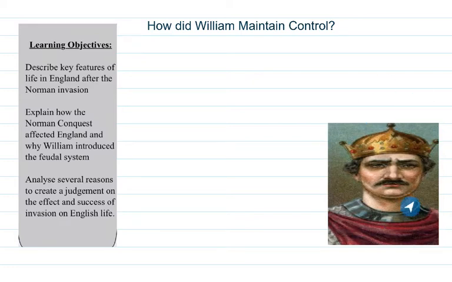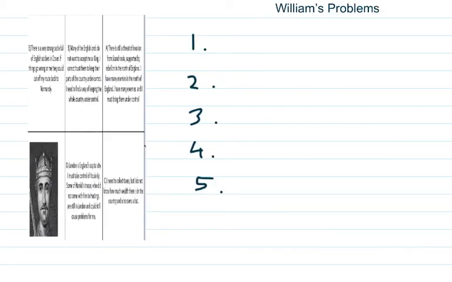This is William in one of the few drawings and paintings we have. He looks something like that. We're not too sure. Okay. You can't see it very well, so I'm going to read all these out to you. These are problems William faced after he had won the Battle of Hastings. Some are short-term problems and some are long-term, and there's a very clear difference between them.